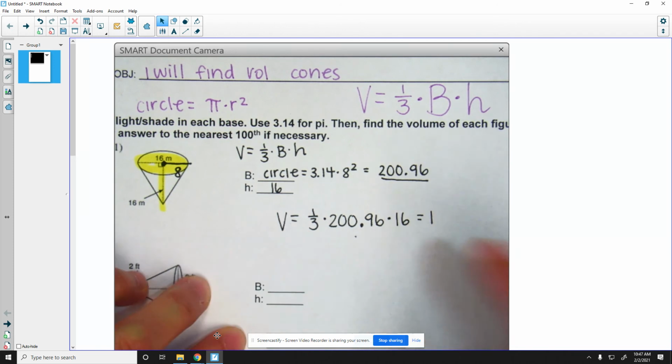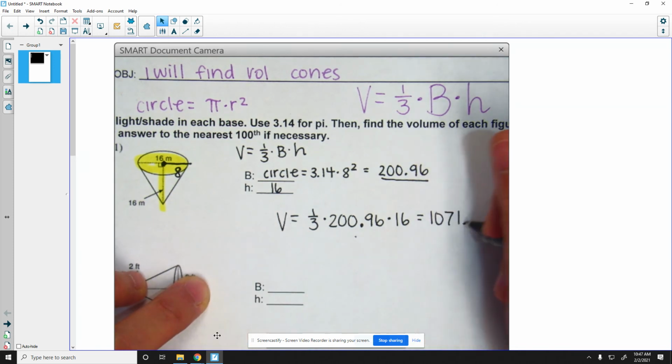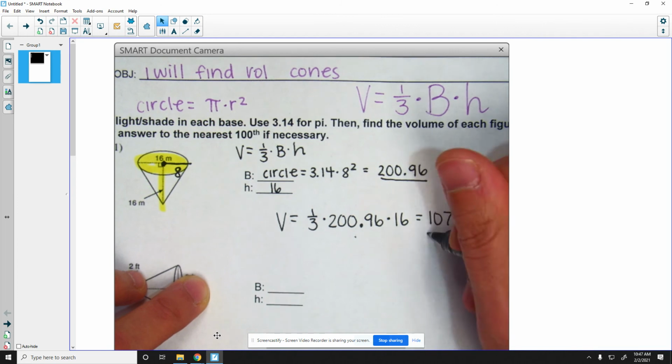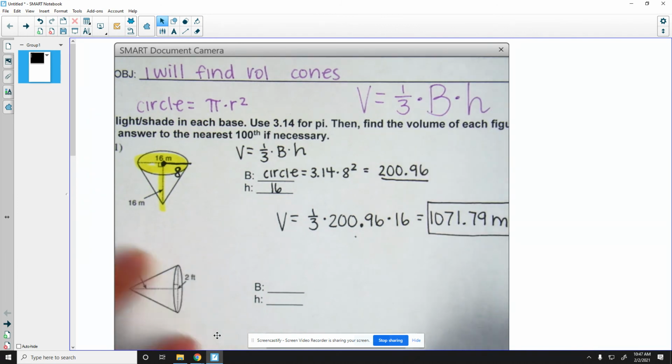Brooke, what'd you get? And what are your units? Meters cubed. Remember, for volume, it's always cubed because you have a length and a width and a height.